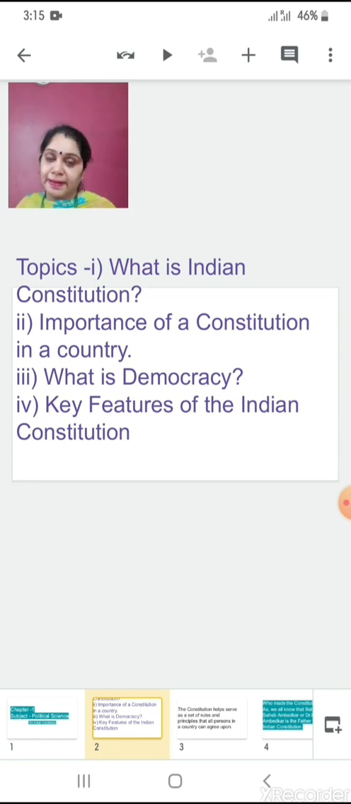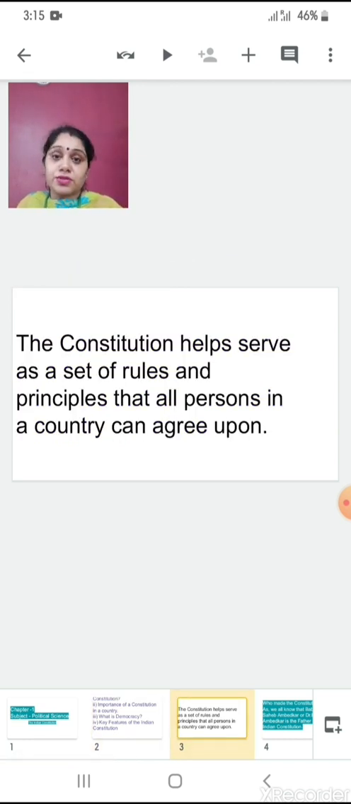Now, why do we need a constitution, or first of all, how did this constitution come into existence? Who made this constitution? First of all, as I told, the constitution helps serve as a set of rules and principles that all persons in a country can agree upon.